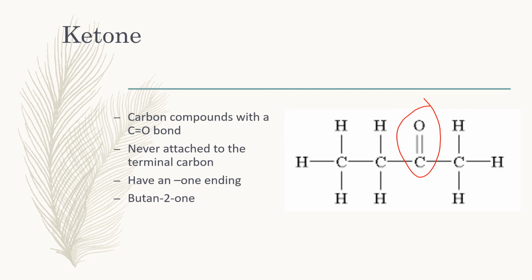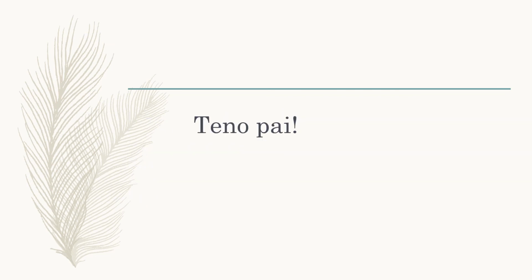It's a little bit tricky to tell the difference between a ketone and an aldehyde. Just got to remember that ketones have the carbon to oxygen bond in the middle, aldehydes have it on the end. And that's it. That's all the carbon compounds, all the functional groups that we've got for the moment.